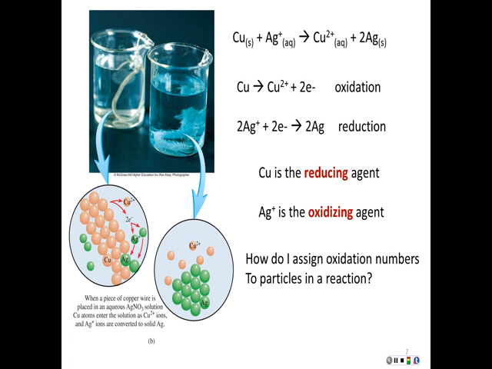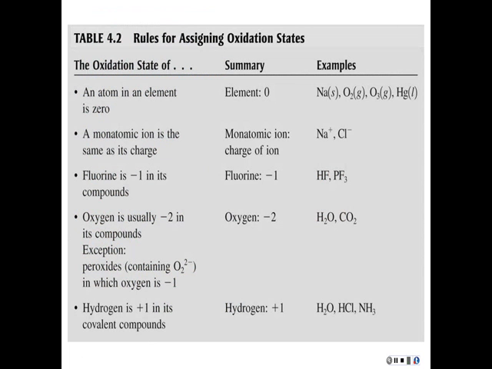So the next question here, we see at the bottom of the slide, is how do I assign oxidation numbers to particles in a reaction? All right, so there are rules we're going to follow for that. Now this is Table 4.2 out of the text. And so we'll go through these slowly. Let's start at the top.